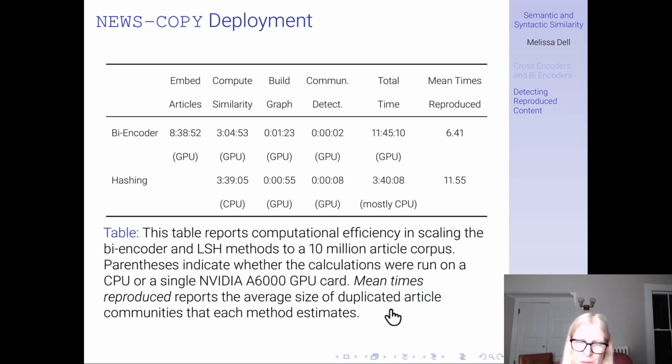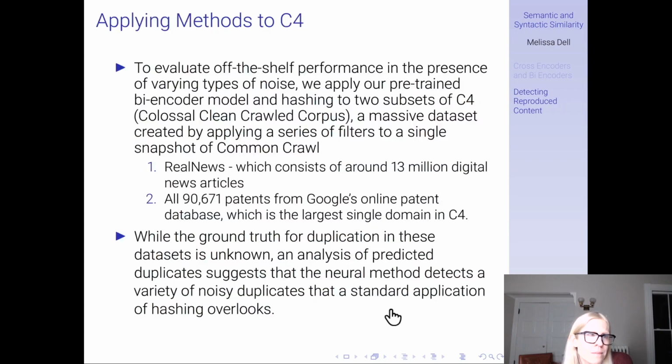We can take a massive corpus and figure out with very, very high accuracy which articles are the same using deep neural methods, and it doesn't take that many resources to deploy this. We also apply these same methods to the Colossal Clean Crawled Corpus, or C4, which is what large language models are trained on. This is a massive data set, and we had limited compute and a week to do this, because that's how much time you have to do revisions in this field.